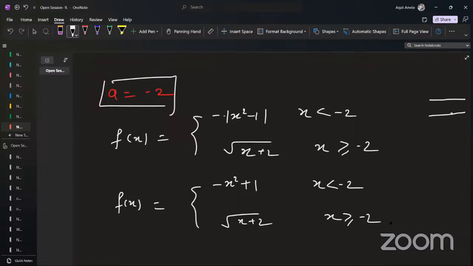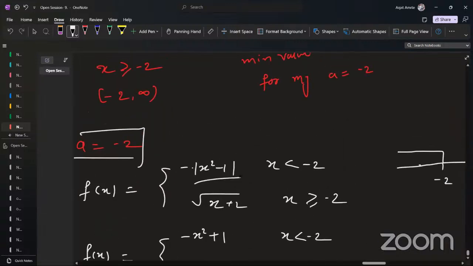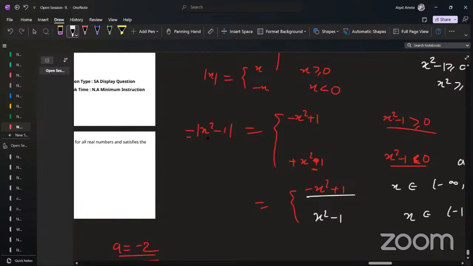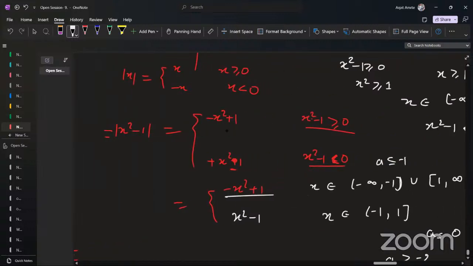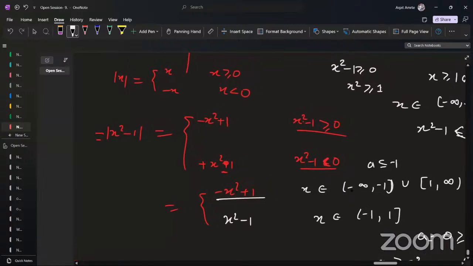When x is less than -2, the mod will open with a positive sign, because of the definition we have already defined. Minus of x square minus 1 will be minus x square plus 1 when x square minus 1 is greater than or equal to 0, or you can say when x belongs to -infinity to -1 union 1 to infinity. But what I need is only the -infinity to -2 range. I don't need to do anything further. I can take this one only. Got it? So this will be my function.